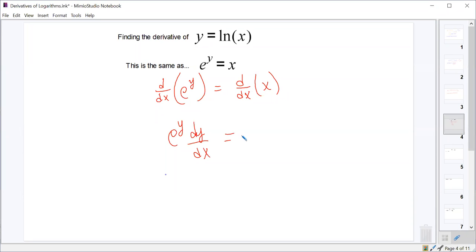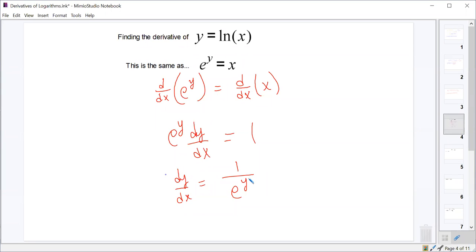Okay. And then on the right-hand side, what's the derivative with respect to x of x? Oh, it must be 1. Getting ahead of myself there, right? The derivative of x is just 1. So when we solve for dy/dx, we end up with 1 over e to the y. Easy enough?